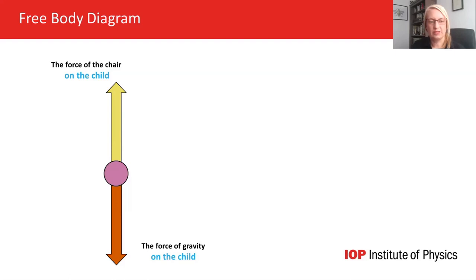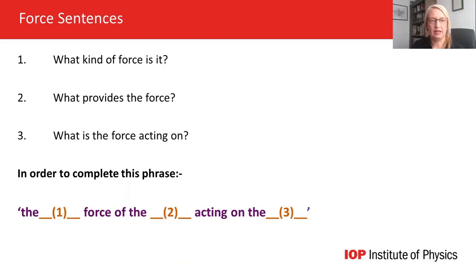So once we've got them to think about identifying the forces, we want them to then build up to these four sentences. These four sentences are really useful because we are probing the student's understanding of what kind of force is acting on the object, what's providing the force, and what the force is acting on. This is a really useful exercise to get students to do, because one of the things we can find students do quite often is that they will label forces that aren't there.